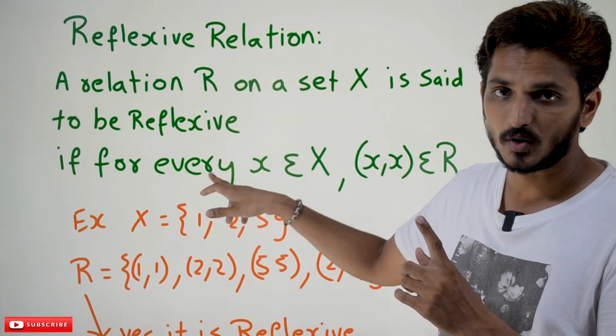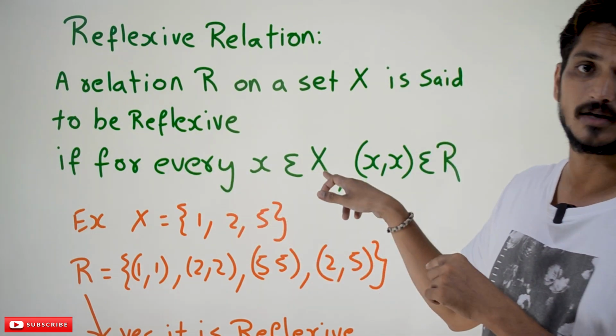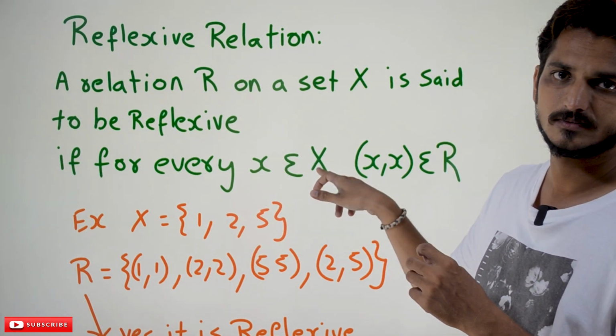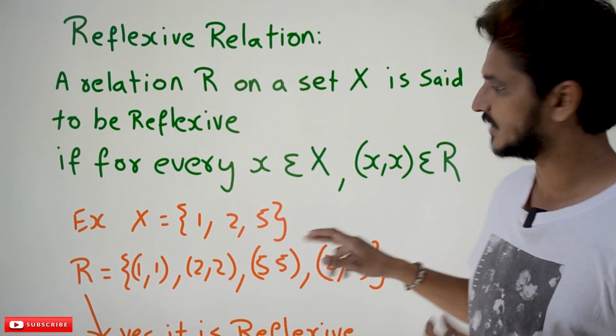This is very important: for every x belongs to X. Don't forget this point: for every x belongs to X. With an example, you are going to understand it better.